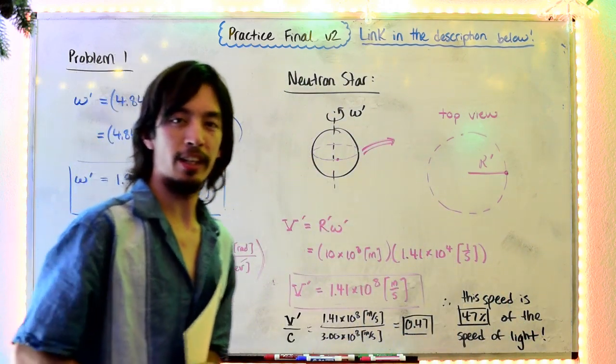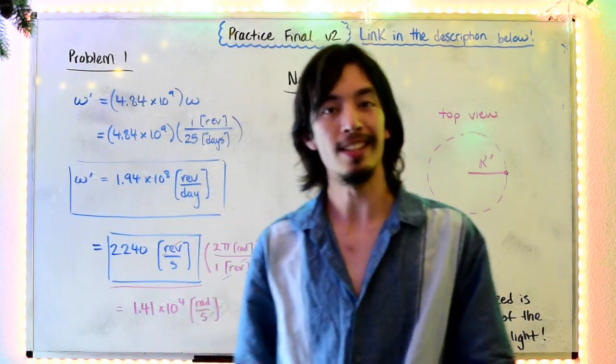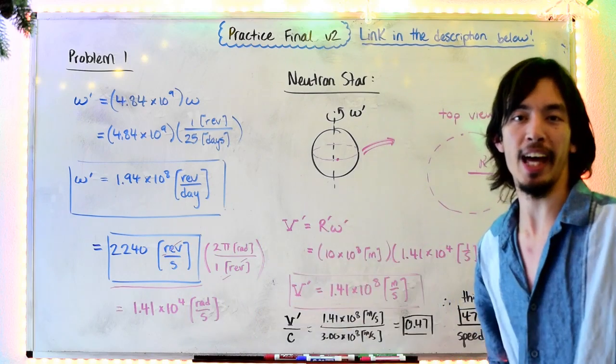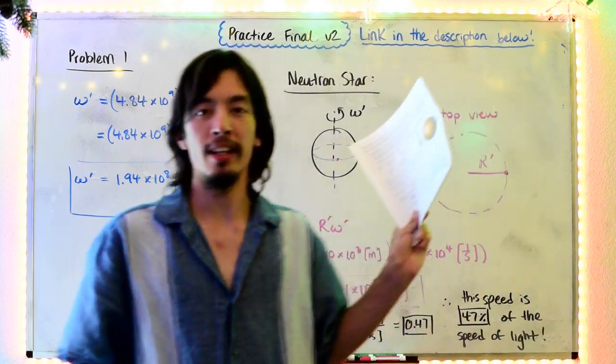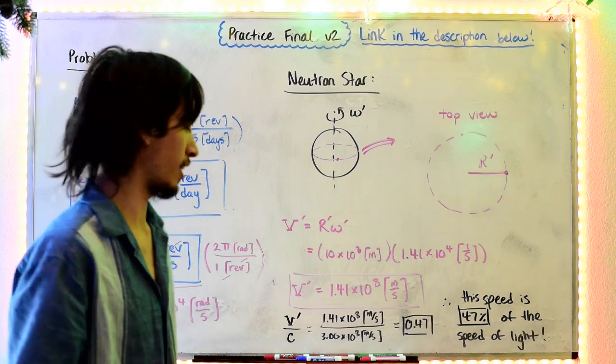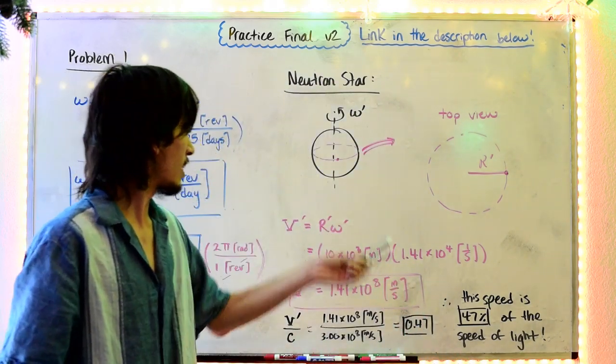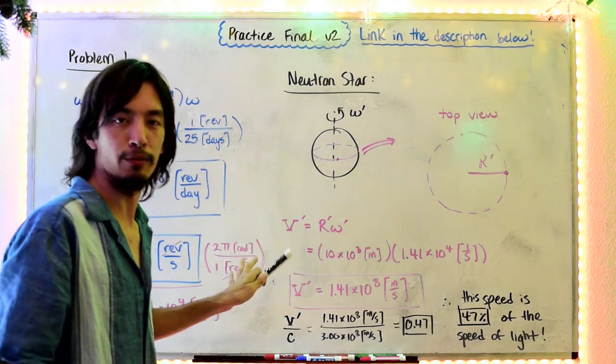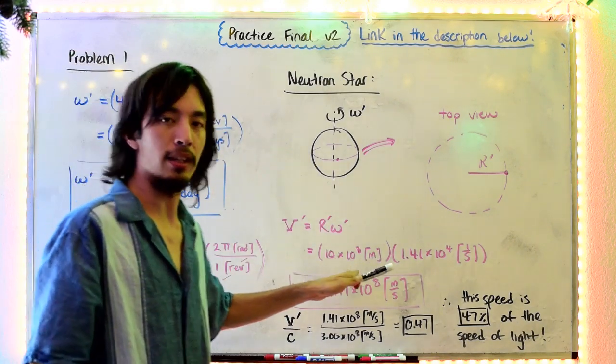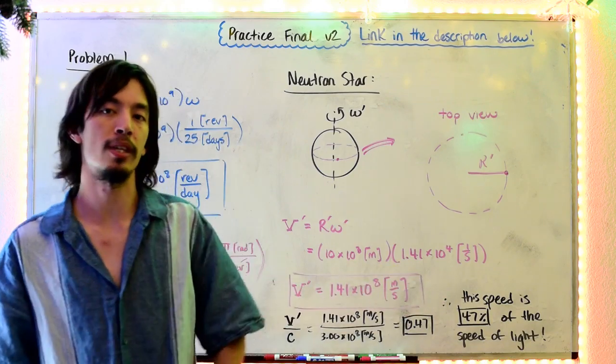The fastest speed that you can go in the known universe is the speed of light. You're going about half of that. And that's why neutron stars are actually one of the most interesting things in the universe, in my opinion. Let me know if you have any questions on any of the conversions I've done, how I got the linear speed, and the final percentage.